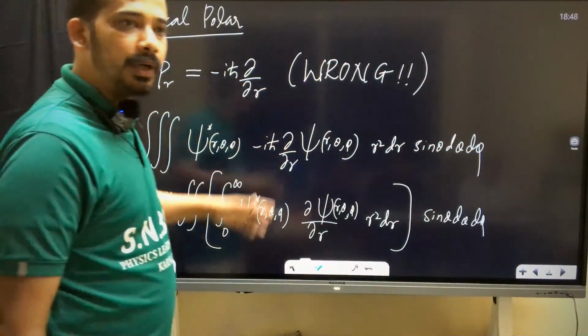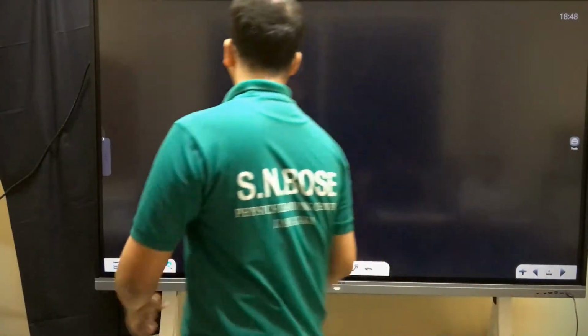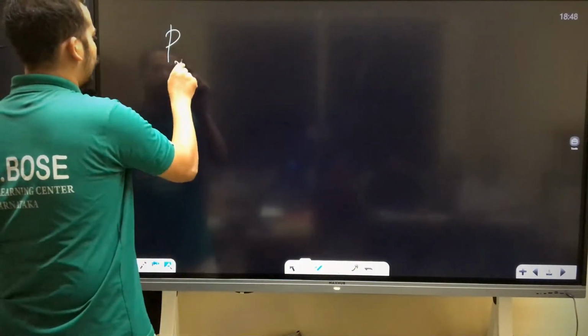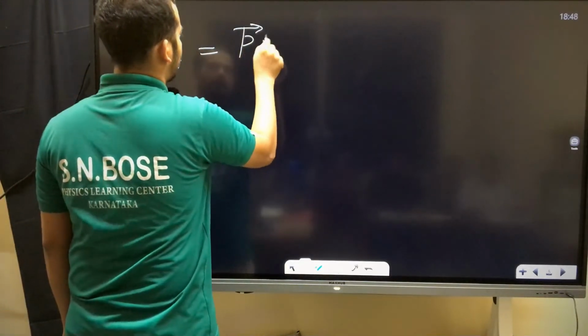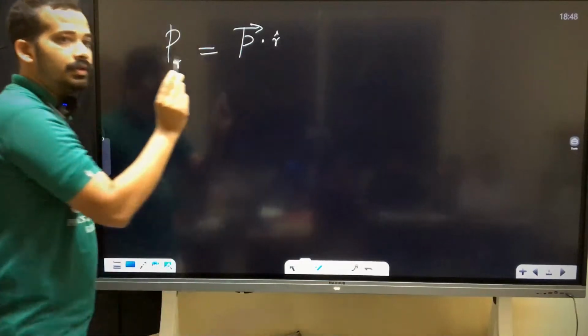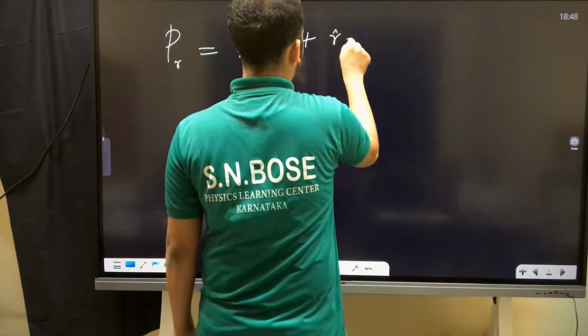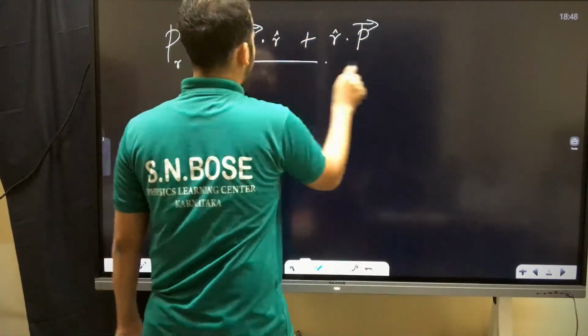But what we can do is form a Hermitian operator like this. I did solve this one earlier. Somewhere I found this idea from MIT OpenCourseWare. In our textbook it is not there. So it is like this: P_r equals P vector dot r cap, where r cap is a unit vector, not an operator, plus r cap dot P, divided by 2.